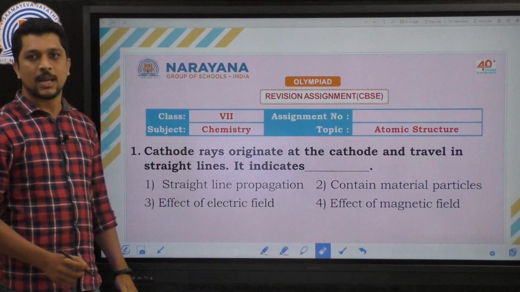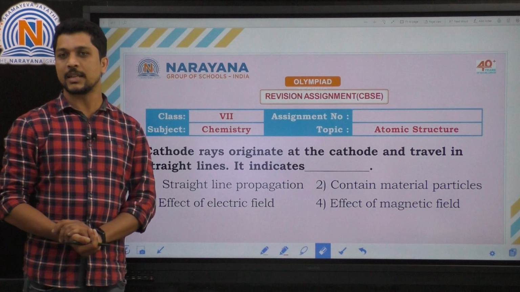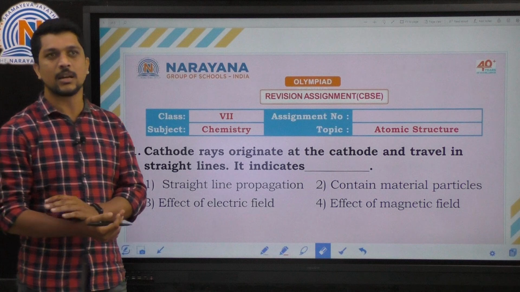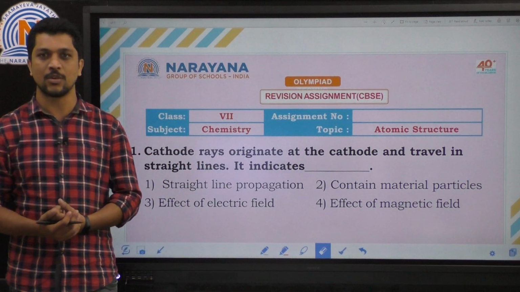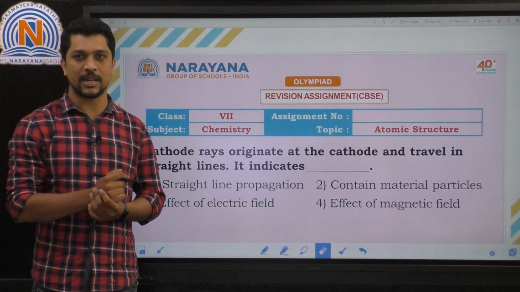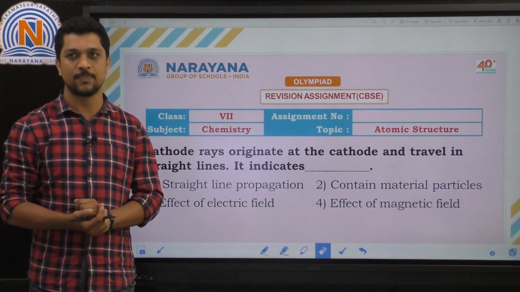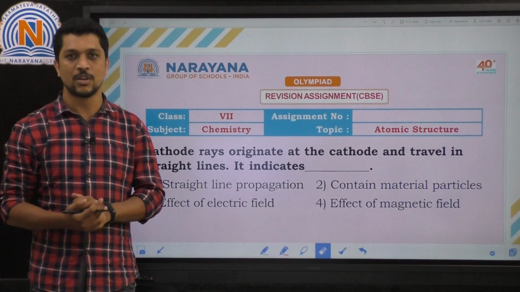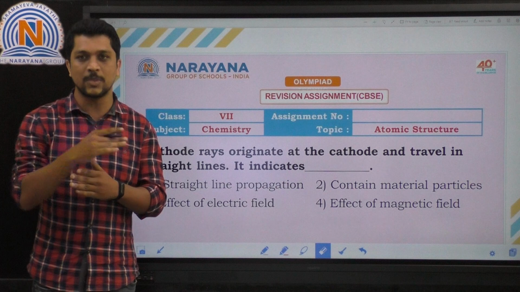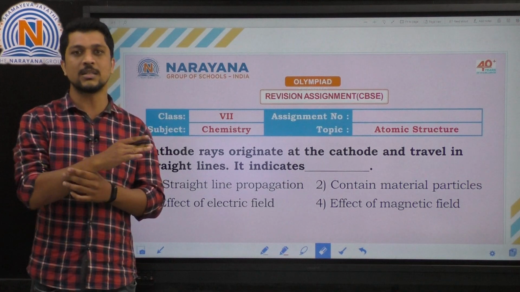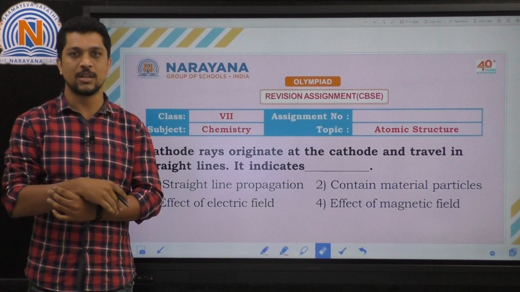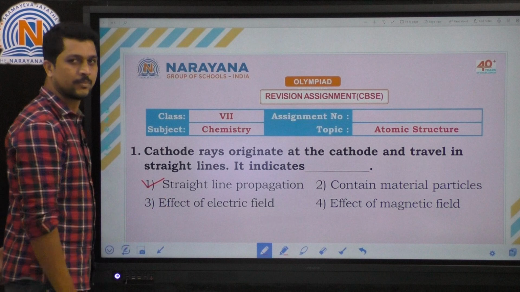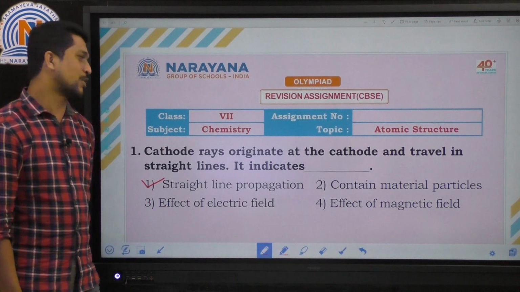Here the first question. Cathode rays originate at cathode and travel in straight lines. It indicates, right? So we know that cathode rays generally originate at cathode. It moves in a straight line. It indicates the straight line propagate. Propagate means transmit or spread. So the cathode rays, whenever they originate from the cathodes, transmit like straight lines. So the correct option is straight line propagate. That is the first option. Clear? Let's move on to the next question.